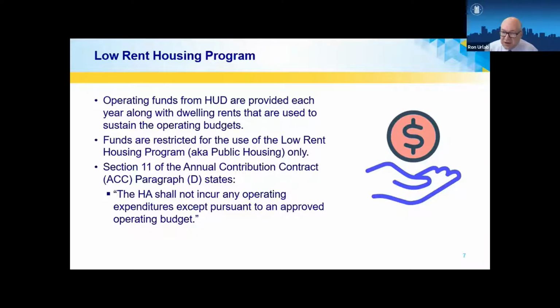Now, with that being said, one of the internal controls we're looking at is having an approved operating budget. The actual ACC contract, the contract between the Housing Authority and HUD, states the Housing Authority shall not incur any expenditures except pursuant to an approved operating budget. We have to approve a budget before the beginning of the year. From that, management is supposed to operate within that budget that's approved by the Board of Commissioners, right? And that's what we're looking at here, is saying, what is the budget for the fiscal year? Now let's stick to it, right? Next.